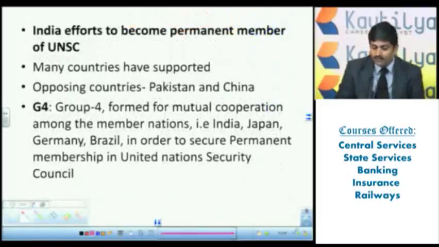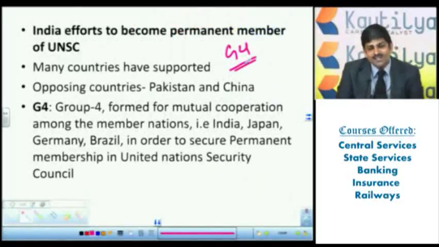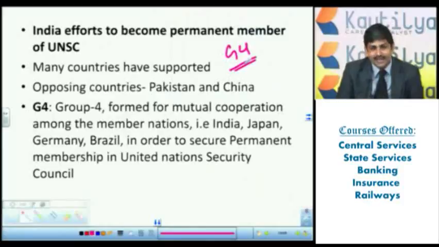However, with the same aim, these 4 countries have formed a group known as G4. The main purpose of the formation of the G4 is to mutually cooperate with each other in order to secure the permanent membership in the United Nations Security Council.